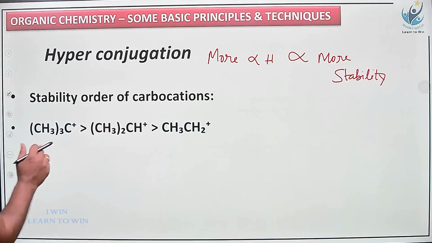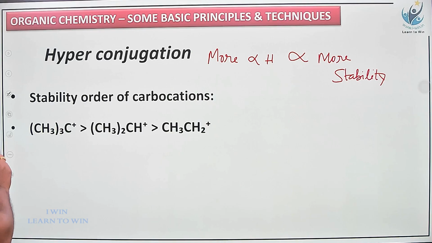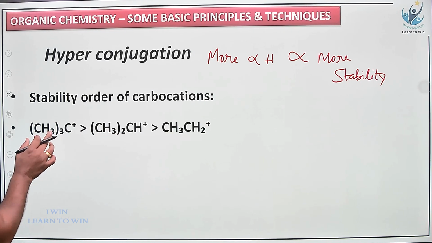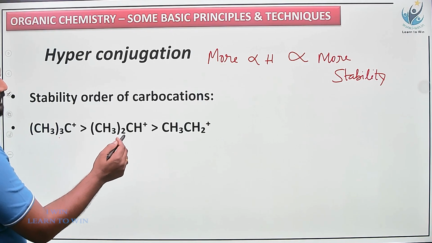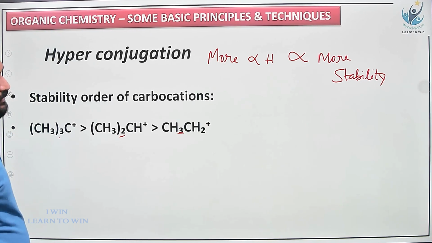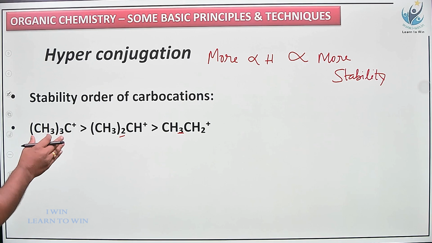Now look at this, how many alpha hydrogens do we have here? 6 alpha hydrogens. Here we have CH3 groups, 3 of them. Here there are 2 CH3 groups, and here only 1. That means the number of alkyl groups is more here.